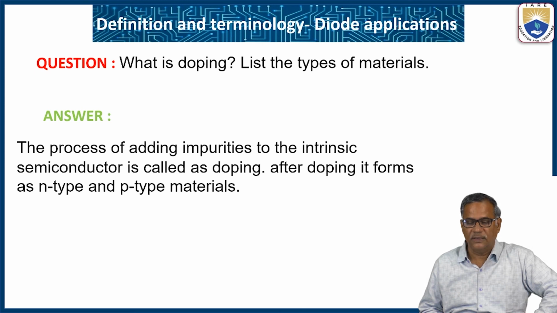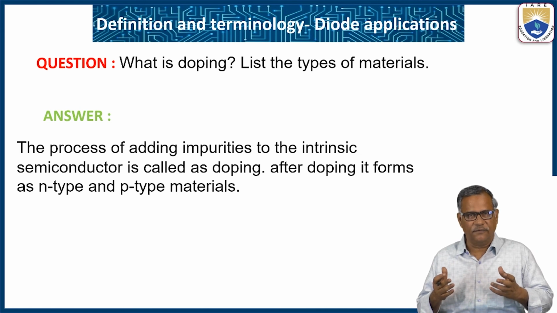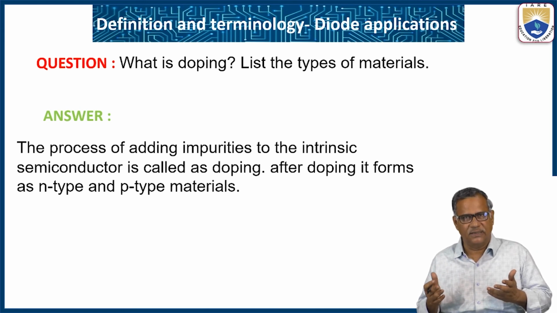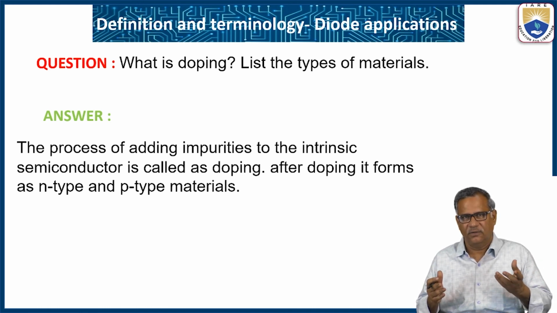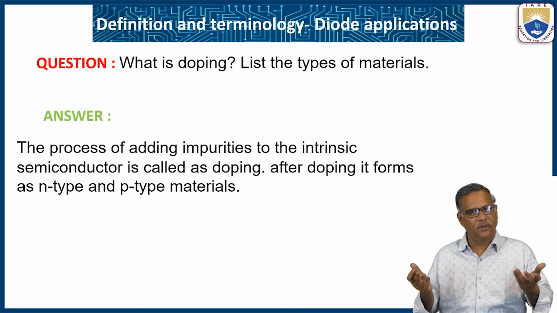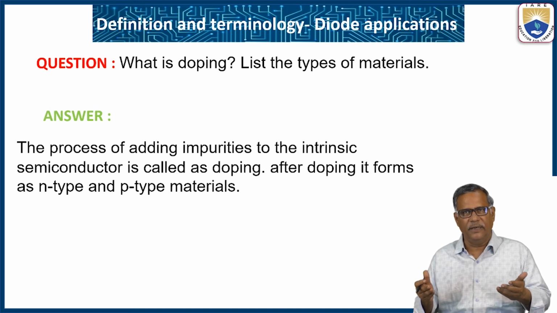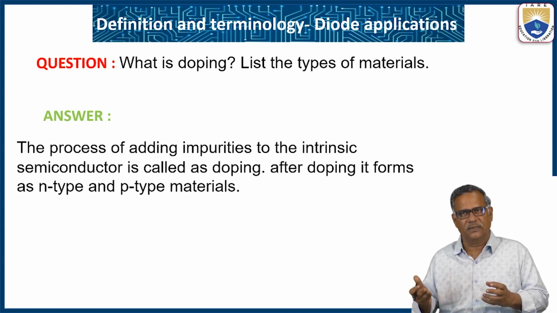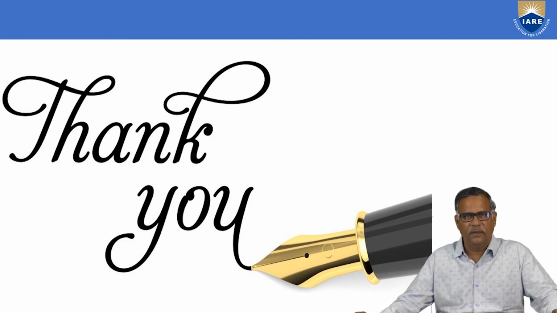What is doping, and list the types of materials? Doping is a process of adding impurities which convert the intrinsic semiconductor to an extrinsic semiconductor. We have discussed that to convert to N-type, you have to use phosphorus, bismuth, arsenic and antimony. To convert it into P-type, you have to use boron, gallium and indium. That is the process of converting the intrinsic semiconductor to the extrinsic semiconductor. With this, we conclude the discussion of definitions and terminology for Unit 1, that is the diode applications.